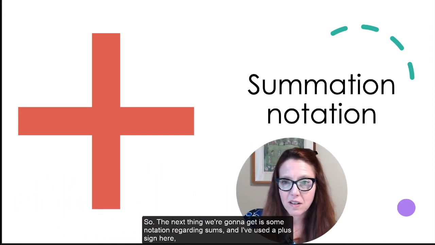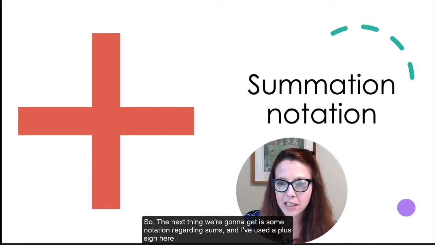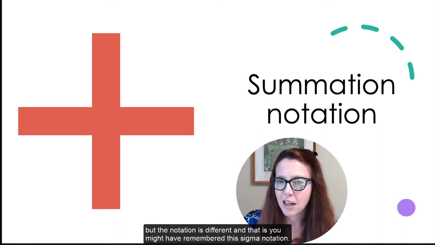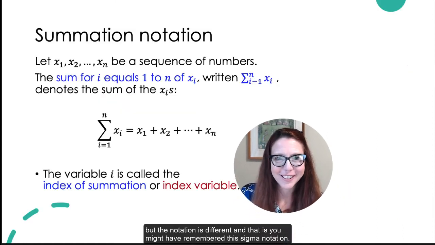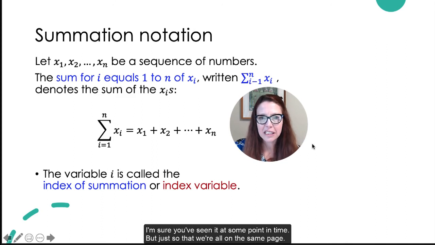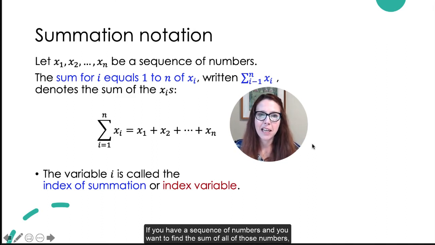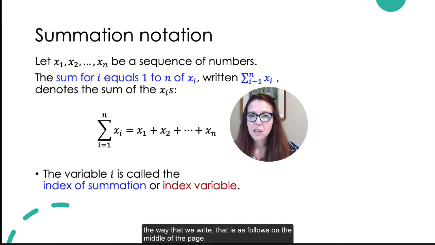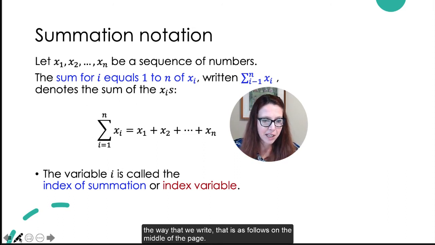So the next thing we're going to get is some notation regarding sums. And I've used a plus sign here, but the notation is different. And that is, you might have remembered this sigma notation. I'm sure you've seen it at some point in time. But just so that we're all on the same page, if you have a sequence of numbers and you want to find the sum of all of those numbers, the way that we write that is as follows on the middle of the page.